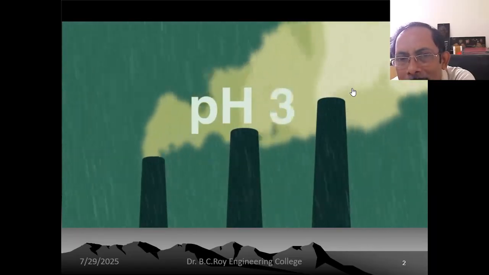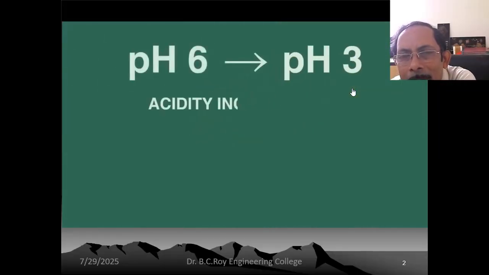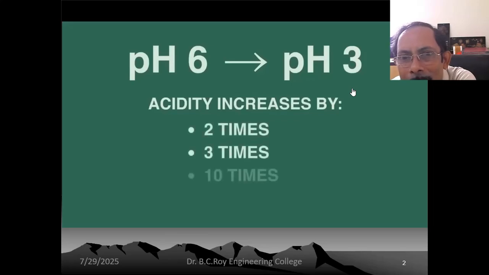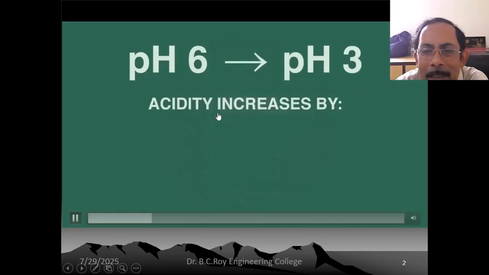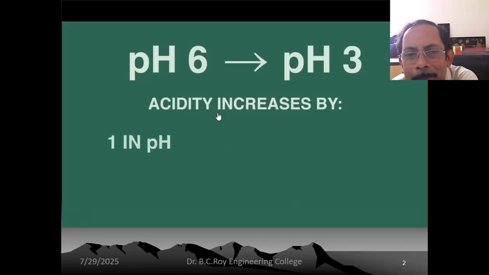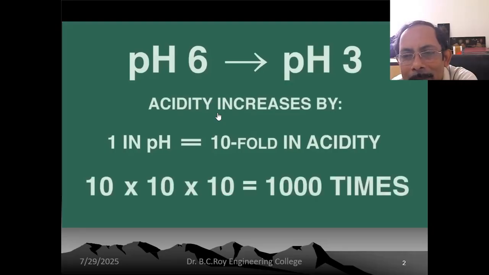But if the pH changes from 6 to 3, what do you think the acidity increases by? 2 times, 3 times, 10 times, or 1,000 times? Pause and think. Remember that each 1 change in pH is a tenfold change in acidity. So from pH 6 to 3 is 10 times 10 times 10, that is 1,000 times more acidic.